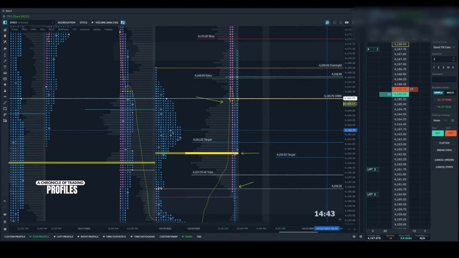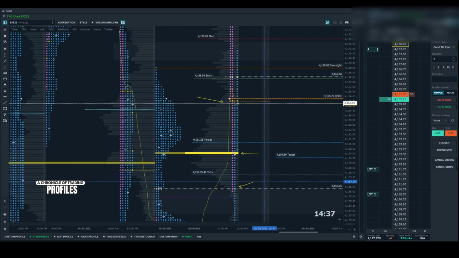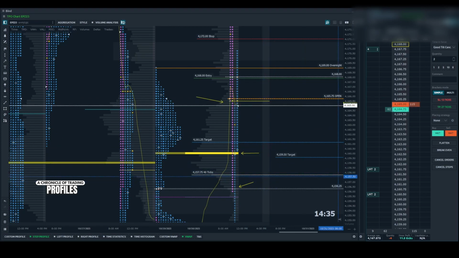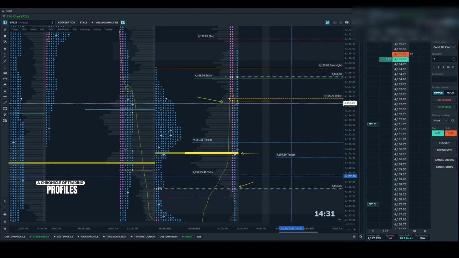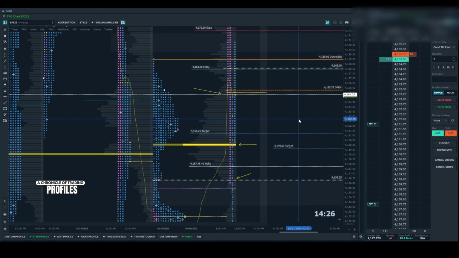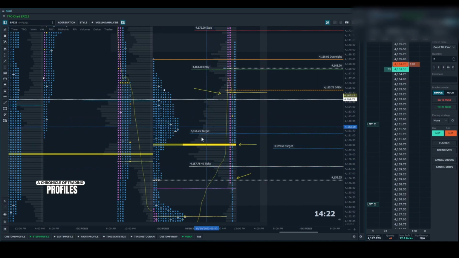See, it's kind of sticking to that open. Adjust my second target down to the 40 ticks. I'm pointing out here how it's sticking to that open a little bit.